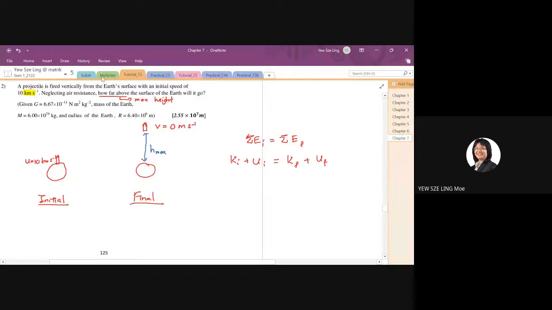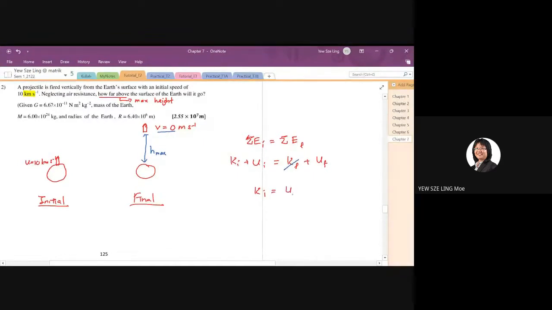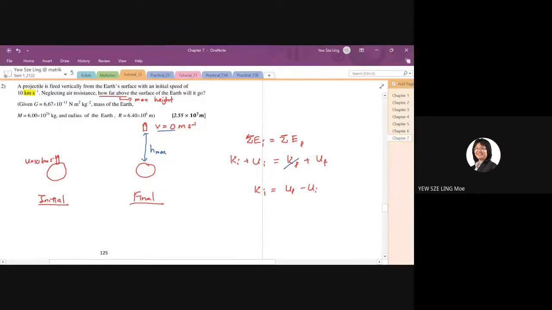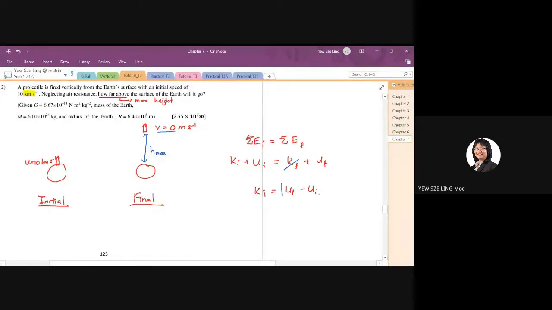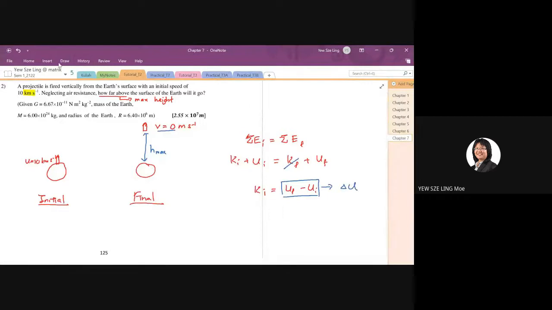Based on the information in my diagram, V is equal to 0, which tells me that I don't have final kinetic energy. There's no final kinetic energy. So I'm going to rearrange it again. K initial is equal to U final minus U initial. If you recall, this is actually our delta U.